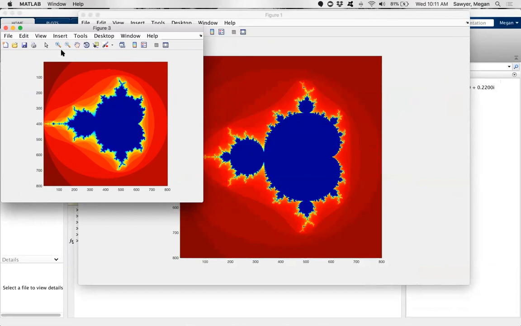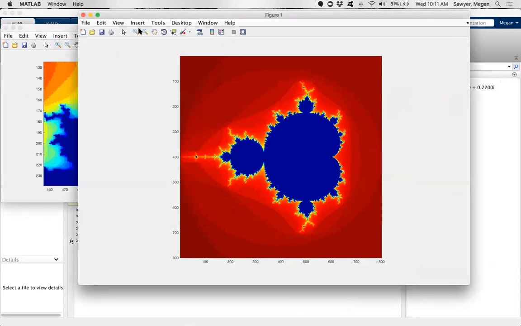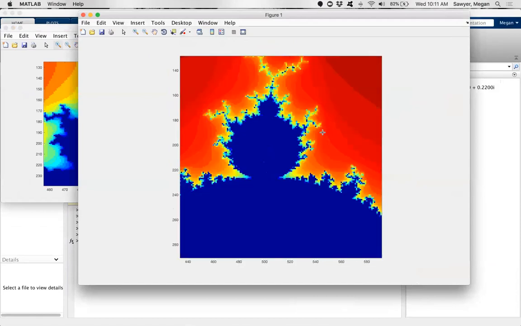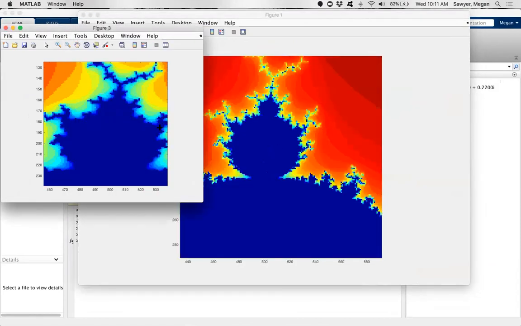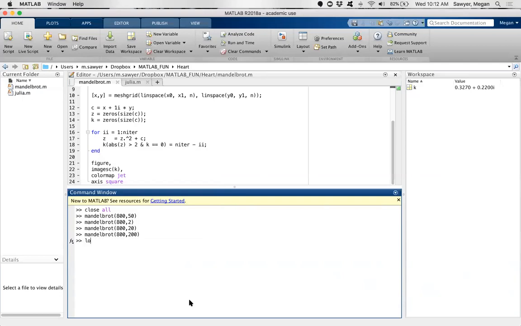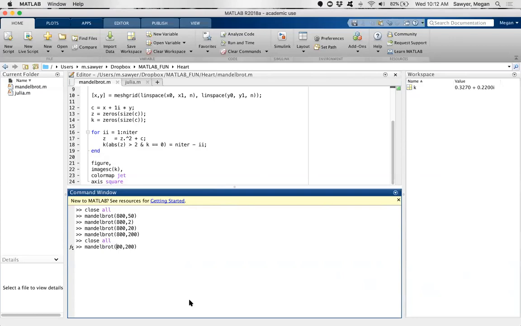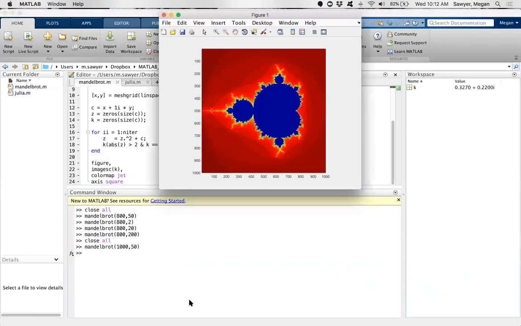Let's see if we can zoom in a little bit. Maybe not. So if we zoom in there and zoom in there, you see that there's a distinct difference in the crispness of those two details. But the idea with the Mandelbrot set is if we close all these figures out, we can change the size and the number of iterations, and we can get different numbers of pixels.